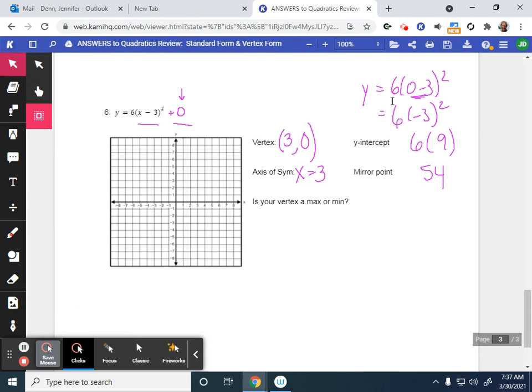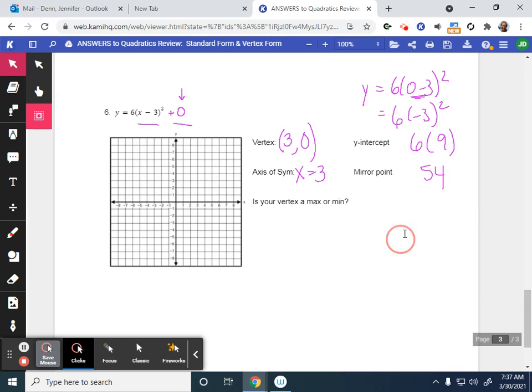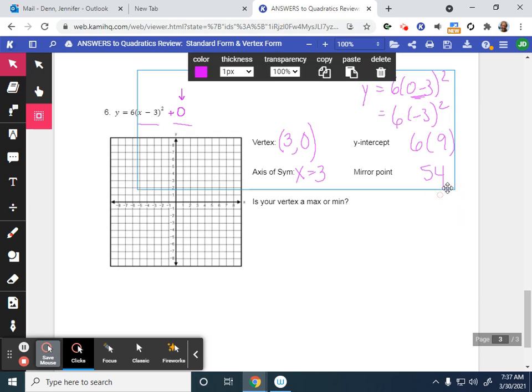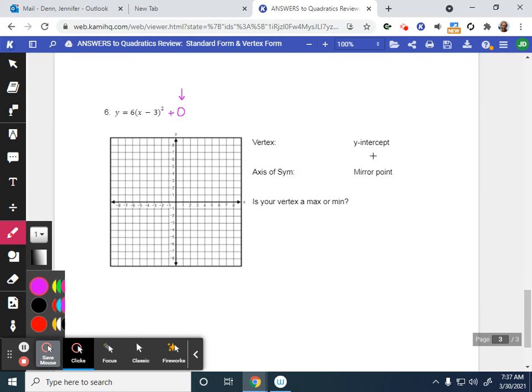Okay. So the y-intercept is going to be, oh gosh, not all that. Ah, 54. Okay, let me write this up. 0, 54. This is 3, 0. X equals 3. Okay, this is going to be tough to get. So the vertex is at 3, 0. The y-intercept is way up here at 0, 54. So the mirror point is going to be over here at 6, 54.